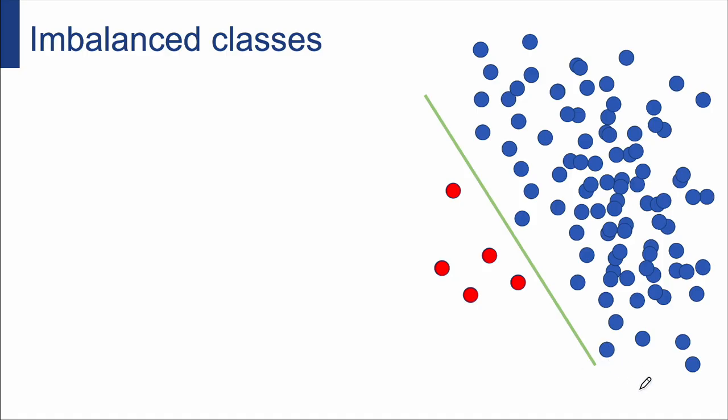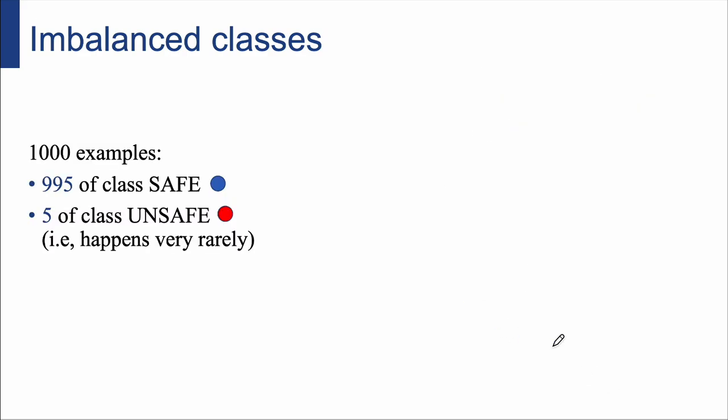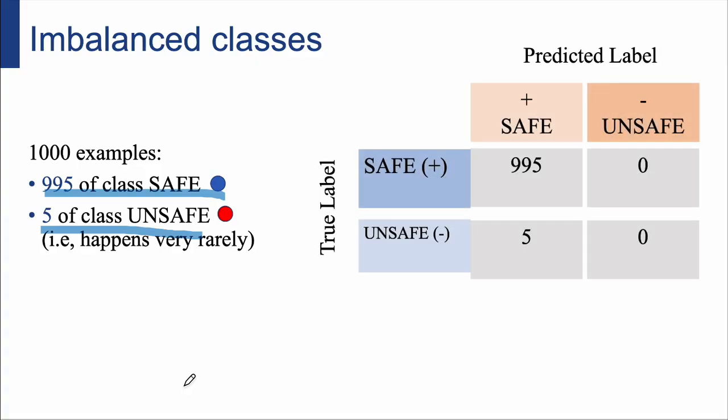In this slide you can see that we have more examples of the blue class than of the red class. Coming back to our loan application, imagine that we have a classifier that is trained on past data of safe versus unsafe loans. We have many more examples for safe loans. Out of the 1,000 examples, we have 995 loans which were safe and 5 examples of unsafe loans. We apply a classifier and we get the confusion matrix shown on the right.